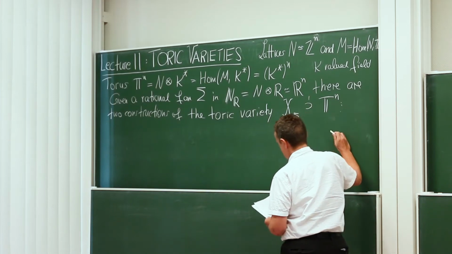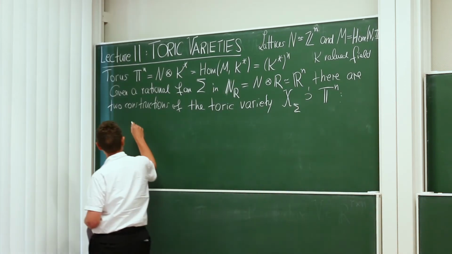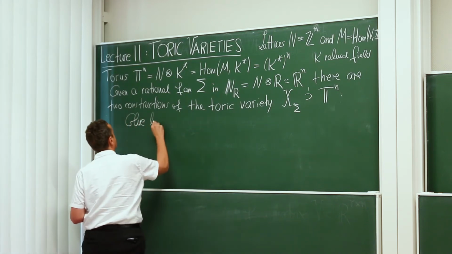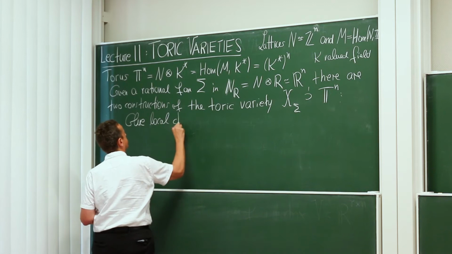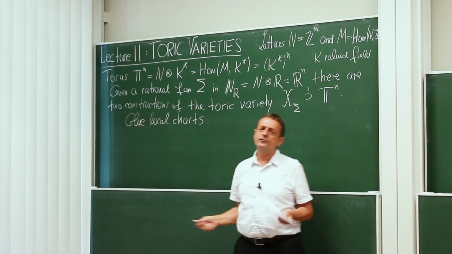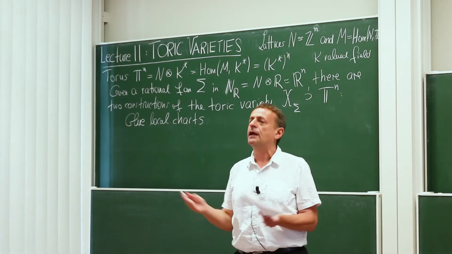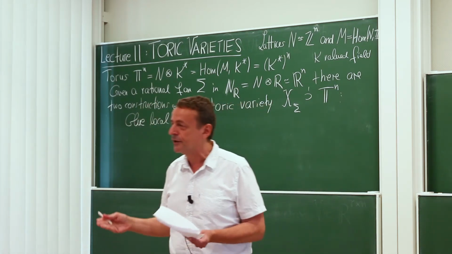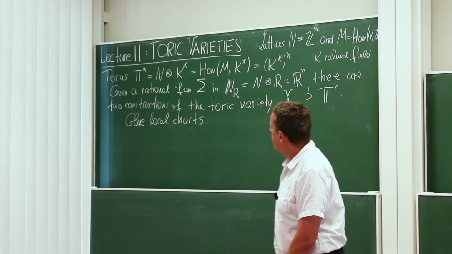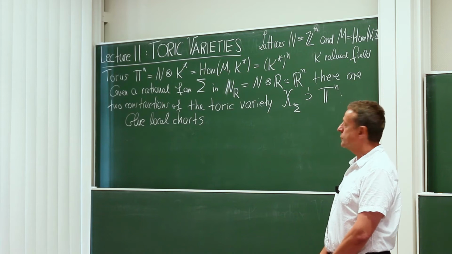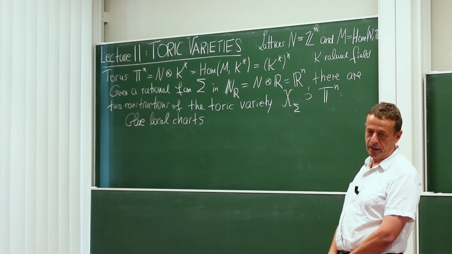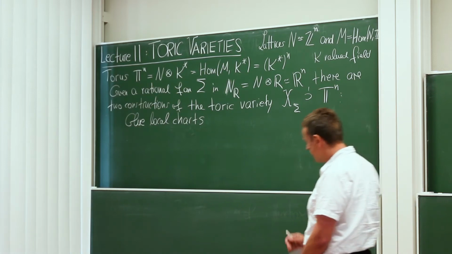Now, the two constructions that you will find in textbooks: there's an older construction that's given by gluing local charts. Now, geometers, topologists like local things. People love calculus, they love gluing local charts, so a toric variety is something that's glued locally from charts, and that's how I first learned toric geometry, but I find it a bit inconvenient. So I will not describe this here.